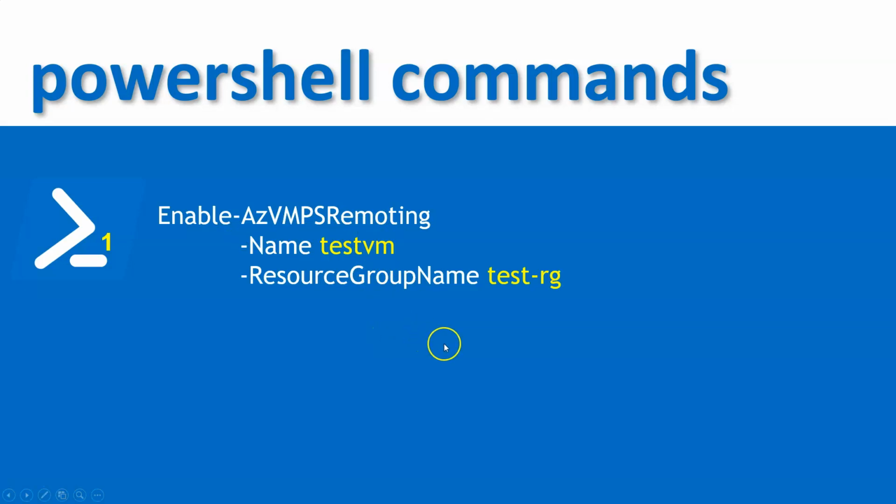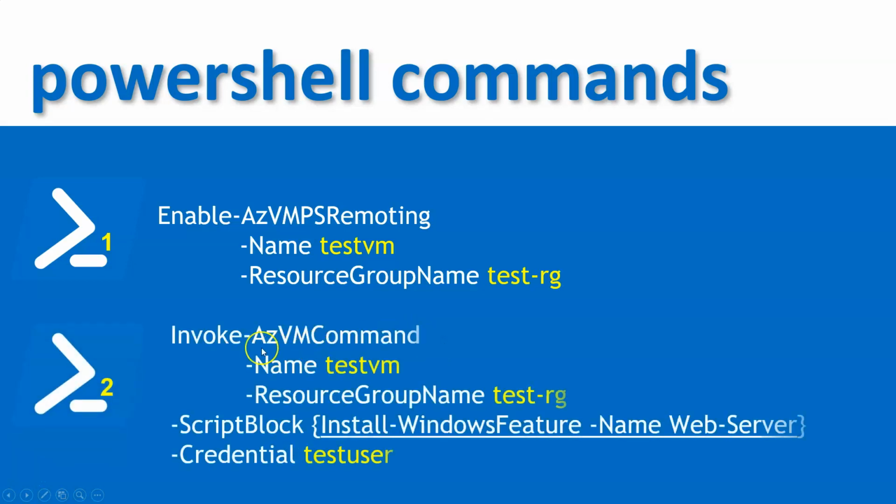Simple. Now, second command. So here, run this particular command on the VM. It says my VM name is this one, resource group is here, and I want to run this particular script block on this particular VM. It says Install-WindowsFeature, and the name is web server. So this particular block of script will install IIS on your test VM. And in the credential, you need to pass the login user and password to connect to this particular virtual machine.